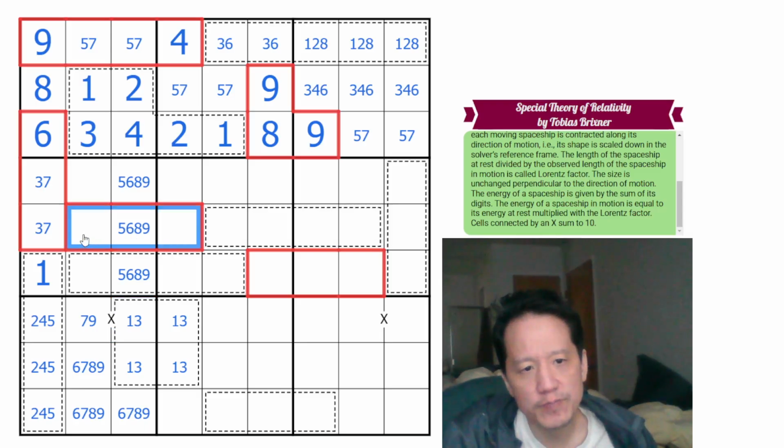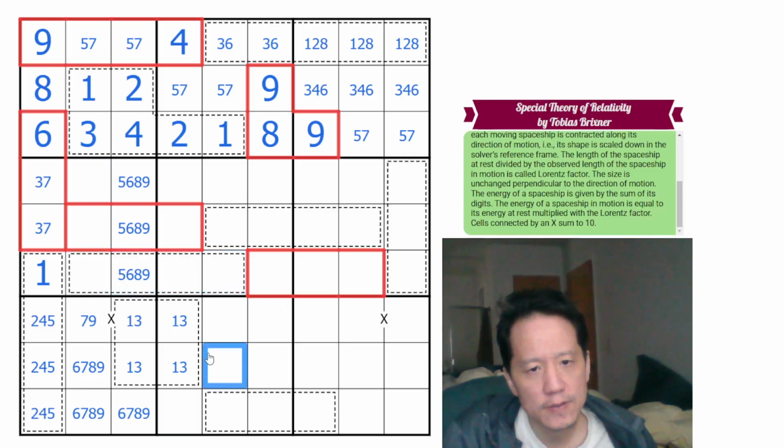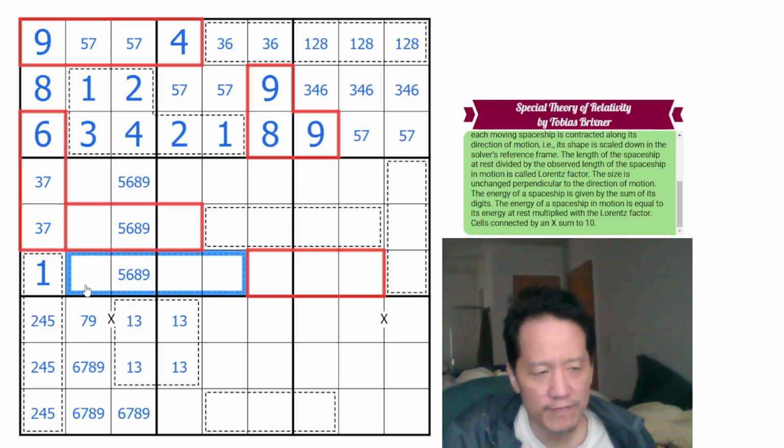So this is the box for that. This is the box for that. This is at minimum then 14, which means 15 is the minimum essentially.